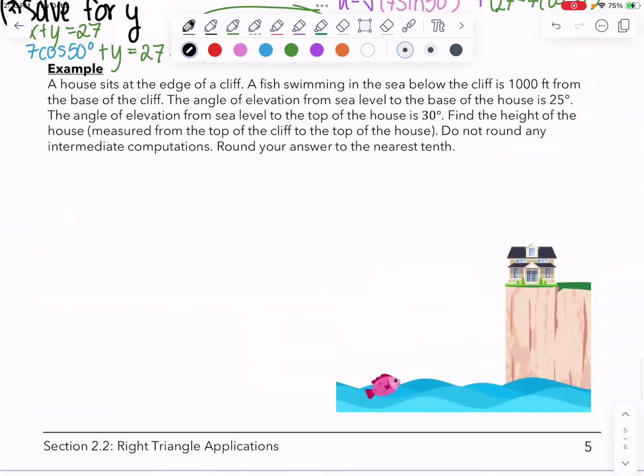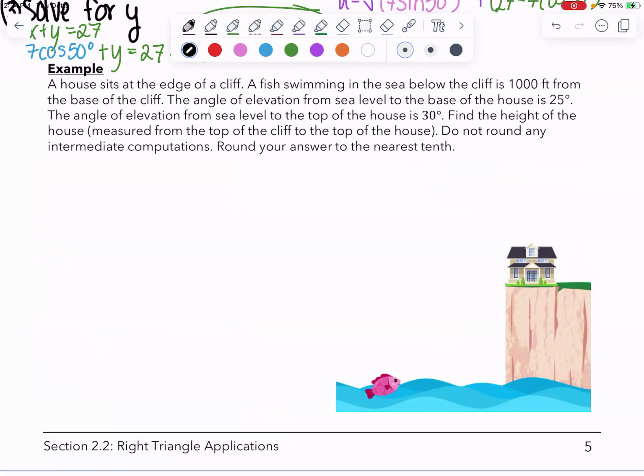A house sits at the edge of a cliff. A fish swimming in the sea below the cliff is 1,000 feet from the base of the cliff. The angle of elevation from sea level to the base of the house is 25 degrees, and the angle of elevation from sea level to the top of the house is 30. Find the height of the house measured from the top of the cliff to the top of the house. Don't round any intermediate computations. Round your answer to the nearest tenth.